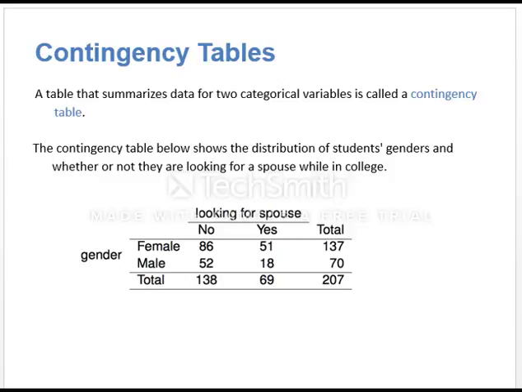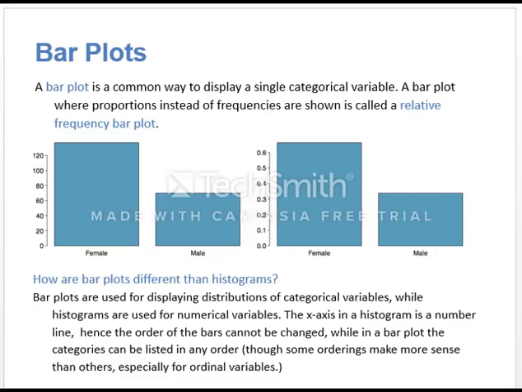Another way to look at this is that there are 51 females that are looking for a spouse and 18 males that are looking for a spouse out of the total number of students, 69 that are looking for a spouse. Now, contingency tables, like I said, are useful when we have categorical data, but so are bar plots.